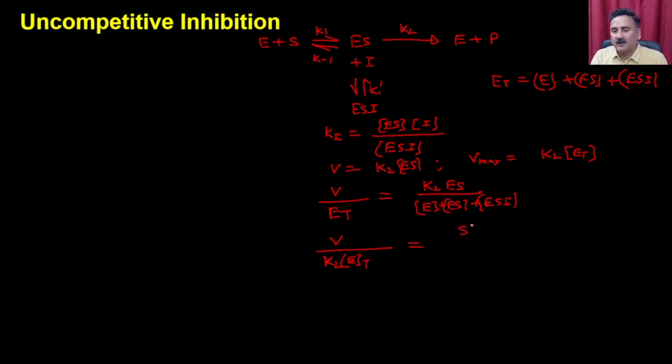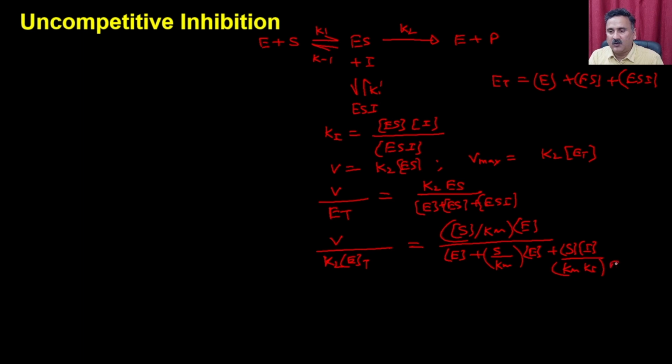Then it is going to be S by Km multiplied by E, divided by E plus S by Km multiplied by E plus S I, so SI divided by Km Ki multiplied by E. Okay, and if you simplify this, you're going to get V by V max equal to, because this is the V max, right?